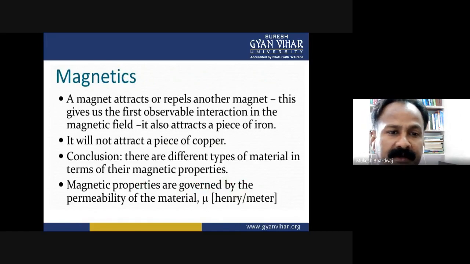A magnet attracts or repels another magnet. This gives us the first observable interaction in the magnetic field. It also attracts a piece of iron. It will not attract a piece of copper. Conclusion: there are different types of material in terms of their magnetic properties. The magnetic properties are governed by the permeability of the material, mu, whose unit is Henry per meter.